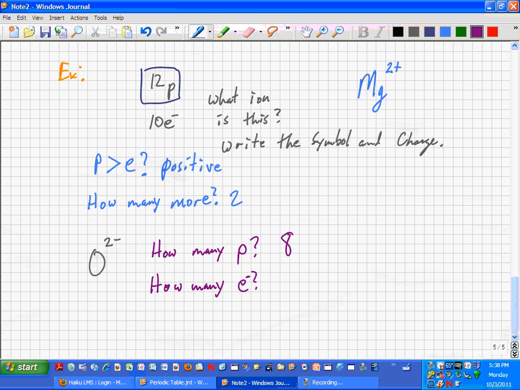Electrons, a little trickier. I've got a negative 2 charge. So if it's negative, what do I have more of? More electrons or more protons? If it's negative, I've got to have more electrons. How many more electrons do I have than protons? Well, the answer is 2 more. So I would have 10 electrons.